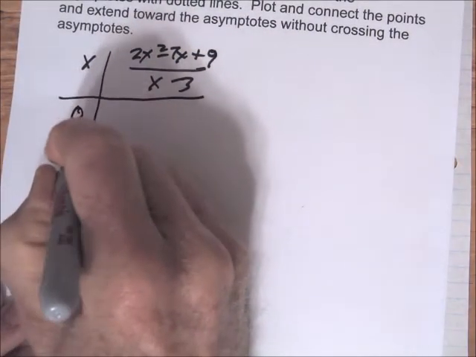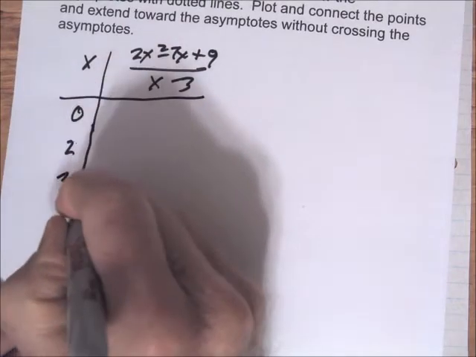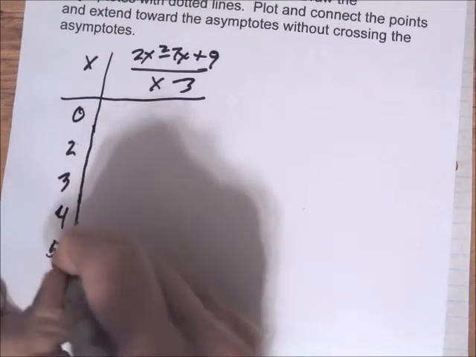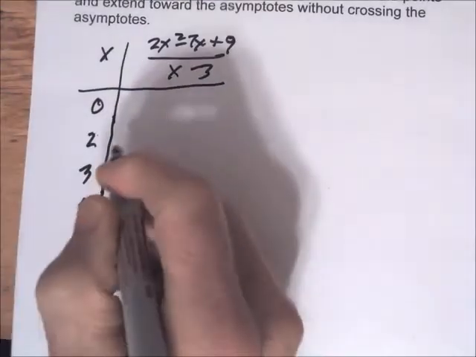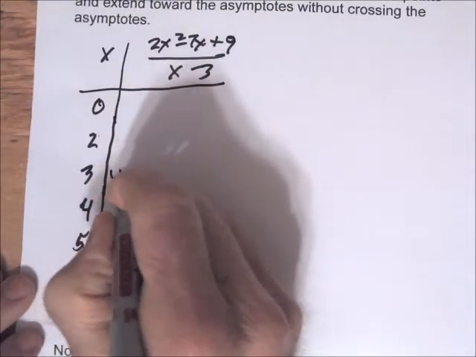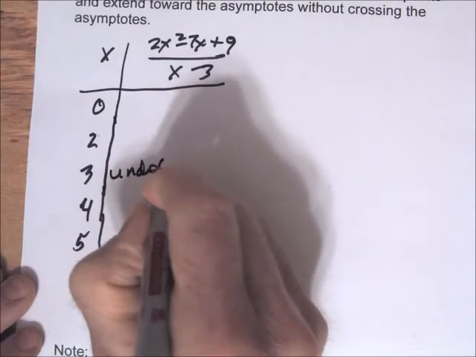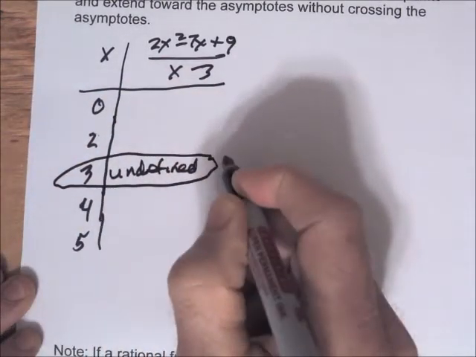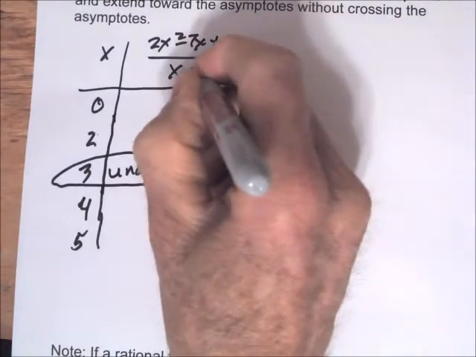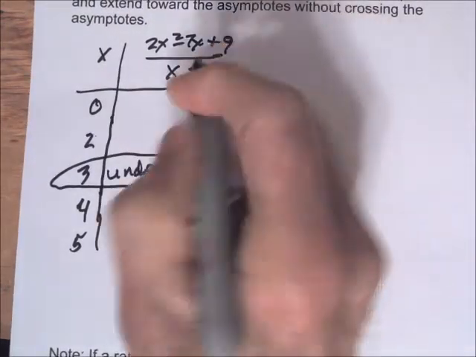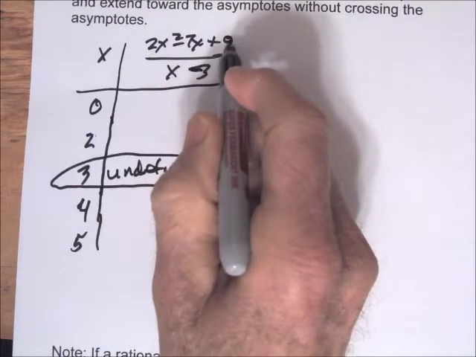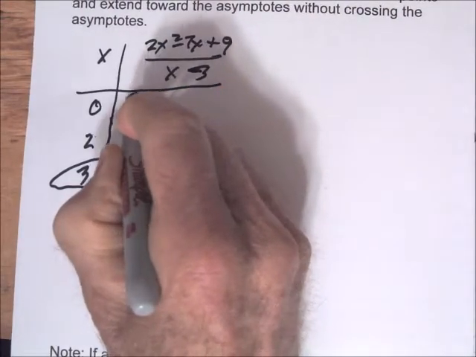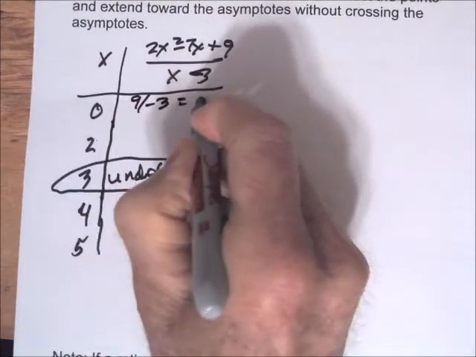Let's see. Okay, so we want to pick some values for x and compute f of x. And I want to pick at least 2 points on either side of the asymptote. The asymptote is at x equals 3, and I want to pick some points on either side of that. So if we put in 0, you get 9 divided by negative 3, which is negative 3.